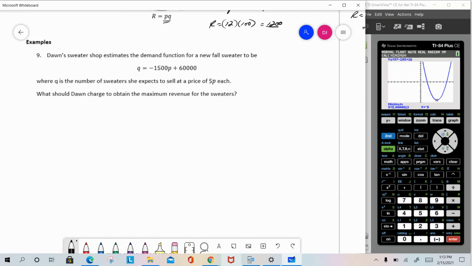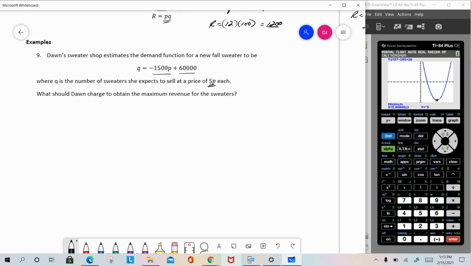So let's look at Dawn here. Dawn Sweater Shop. She estimates the demand function for new fall sweater to be negative 1,500p plus 60,000. Okay, that's Q. And she expects them to sell for P dollars each.